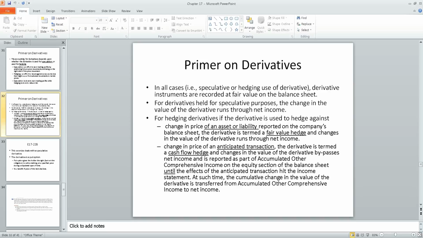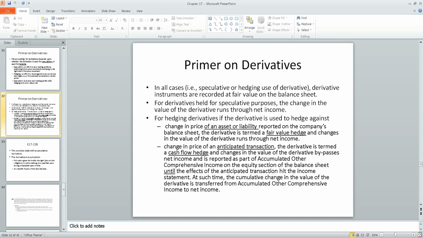For derivatives classified as speculative, the gain or loss in the value of the derivative runs through net income. For derivatives used for hedging purposes, the accounting outcome depends upon whether the derivative is classified as a fair value hedge or cash flow hedge. A fair value hedge is intended to hedge against the change in value of an asset or liability that's reported on the company's balance sheet, whereas a cash flow hedge is intended to protect you against the change in price of an anticipated transaction, a transaction that hasn't yet occurred but will occur in the future.